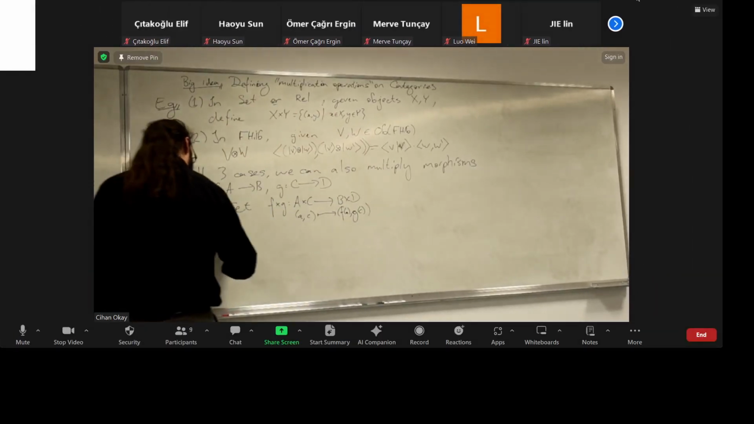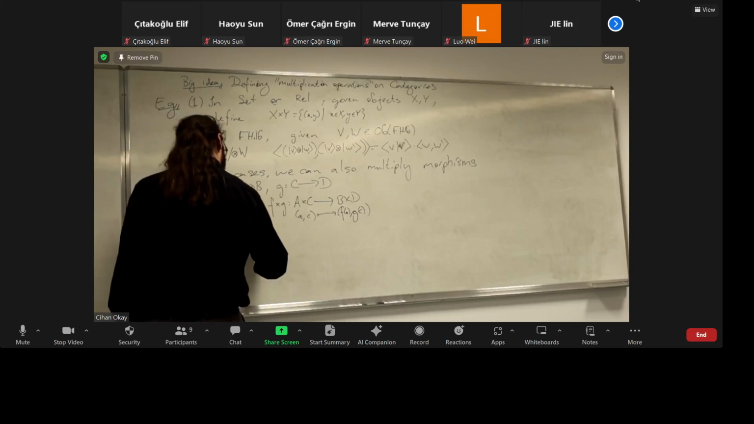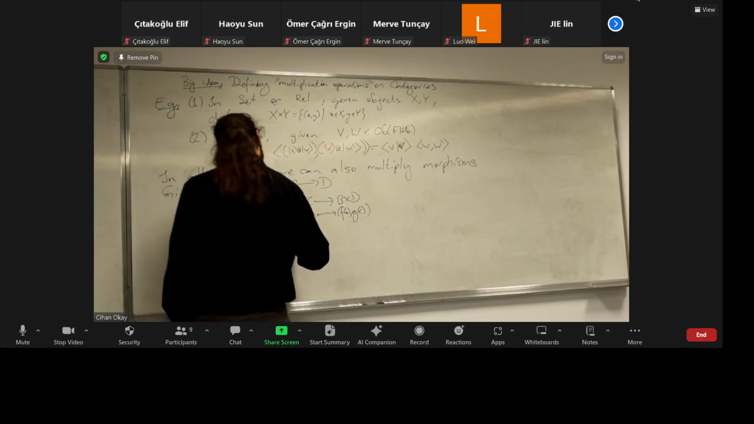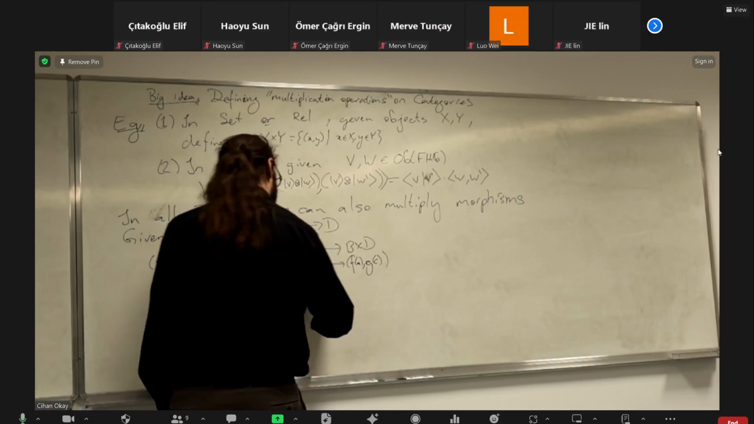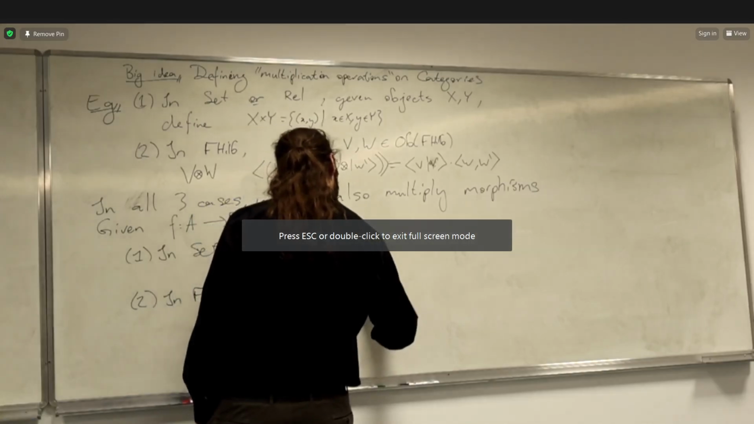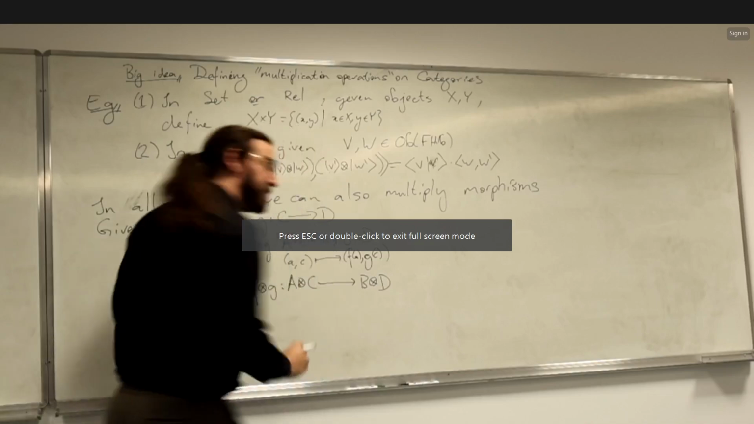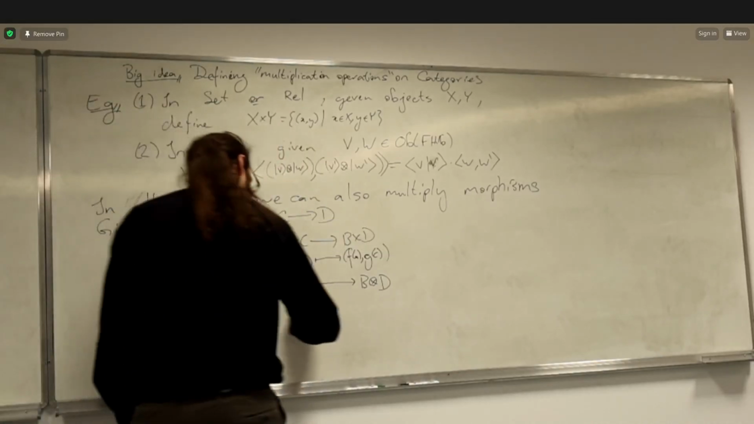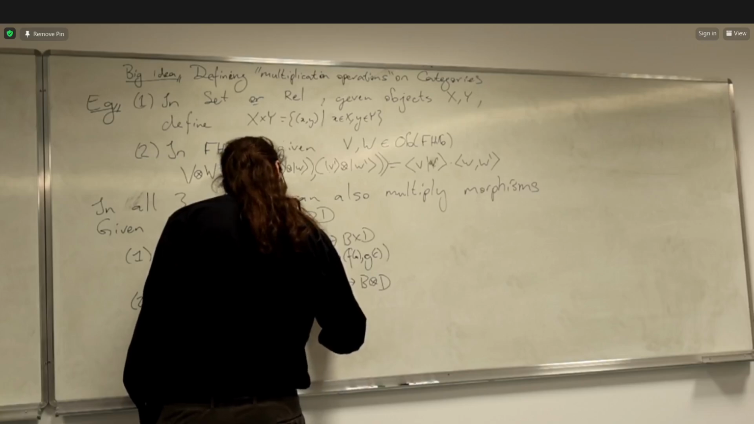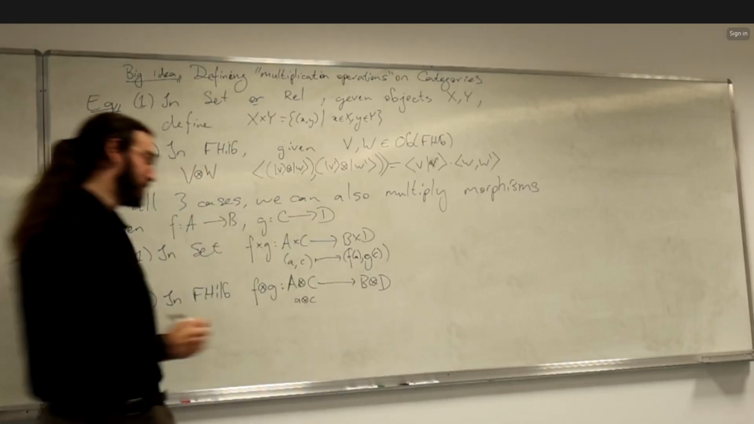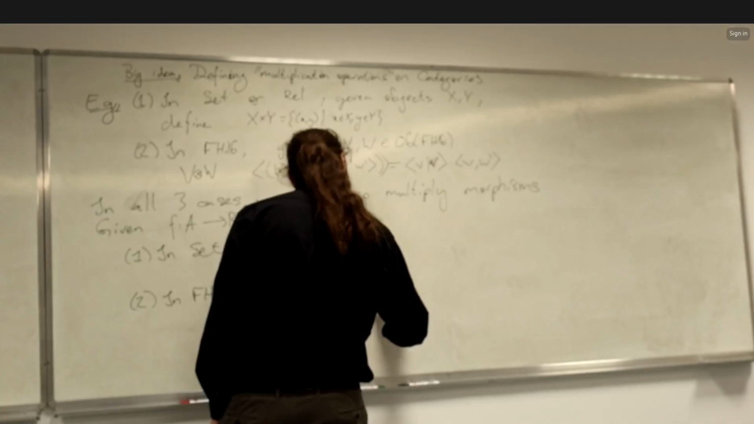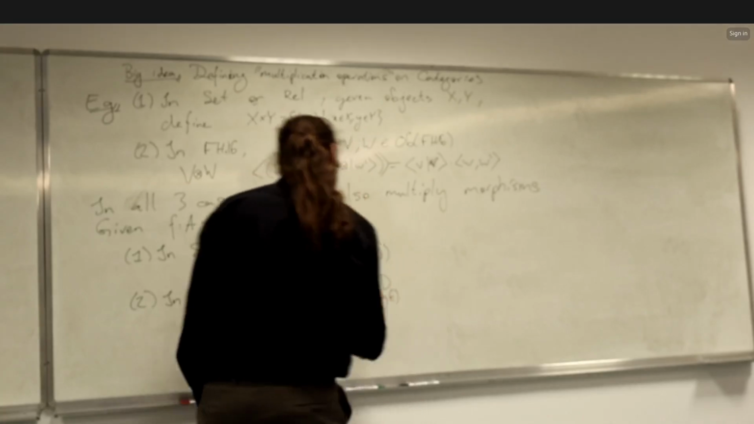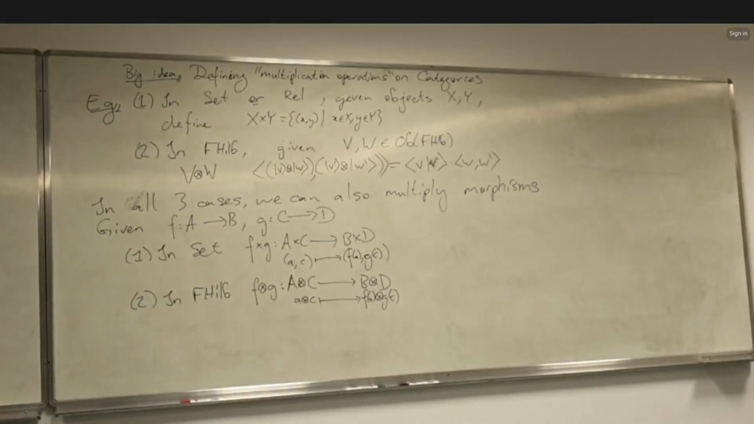And in finite dimensional Hilbert spaces, what should f tensor g do? Well, here, because of the way we define the tensor product, it's easier to just say what it does to a generating element. And once again, it's just going to be basically the same thing. f of a tensor g of c. So we act on this pure tensor.